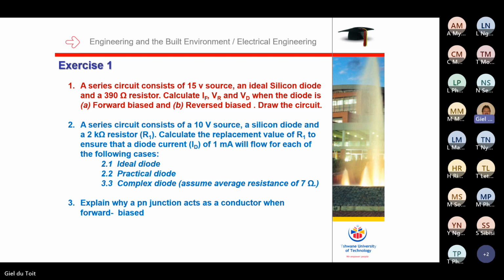So what we have, we've got a 10-volt source, and it's a silicon diode with a 2 kilo ohm resistor. Calculate the replacement value of R1. Remember, it's 2 kilo ohm right now. We want to replace that value with another value. So that's why it says here, calculate the replacement value to ensure that the diode current is 1 milliamp. Each of the following is for an ideal diode.